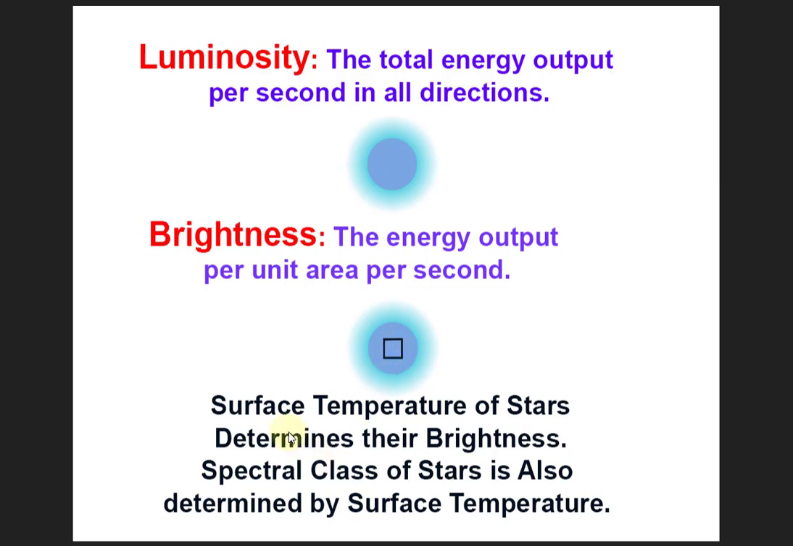Now, the surface temperature of stars determines their brightness. The spectral class of the stars is also determined by surface temperature. The hotter the star, the brighter the star. Of course, we're talking about surface temperatures because that's all we see. We don't see the core of the star.